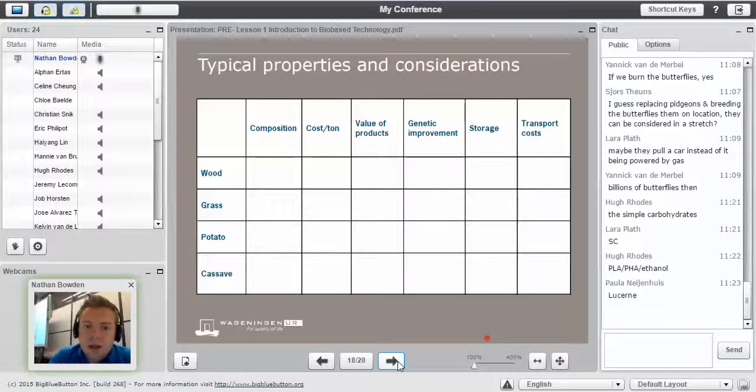Okay. Now I've taken 6 of those from the list, and I have 4 different biomasses: wood, grass, potato, and cassava. And I'm going to fill it in. The next sheet is filled in. In the presentation, it's filled in with pluses and minuses.